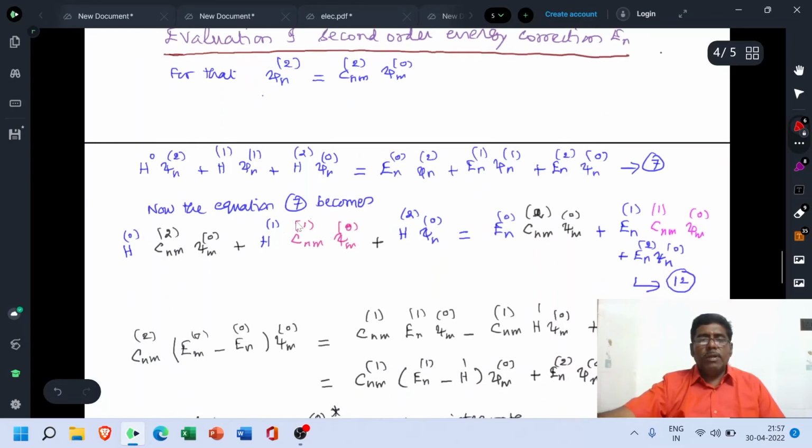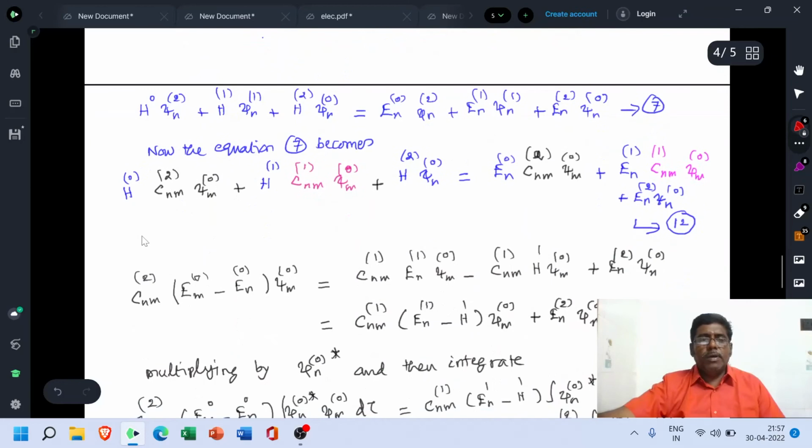Now equation 7 takes a new form: H0 Cnm2 psi m0, plus H1 Cnm1 psi m0, plus H2 psi n0, which is equal to En0 Cnm2 psi m0, plus En1 Cnm1 psi m0, plus En2 psi n0. Now Cnm2 is taken as a common term. H0 psi m0 is our Em0.